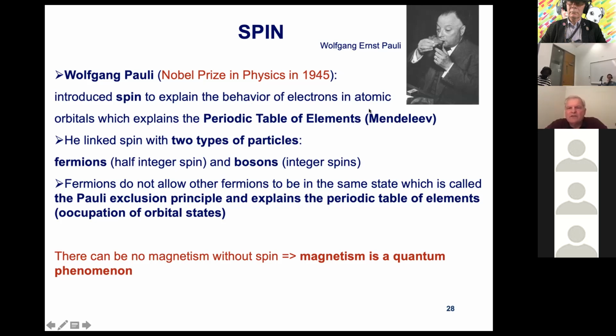Without spin, you cannot explain the numbers of electrons in different orbits for various atoms, and therefore there would be no explanation of why you have those elements the way they are ordered, originally by Mendeleev.